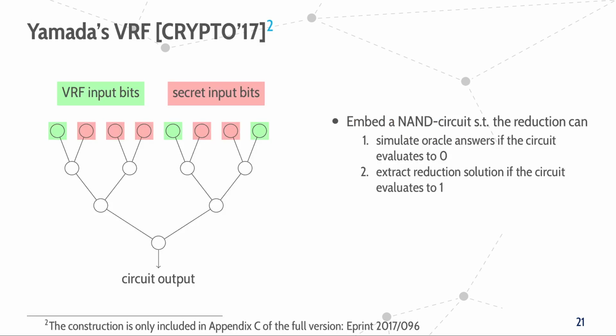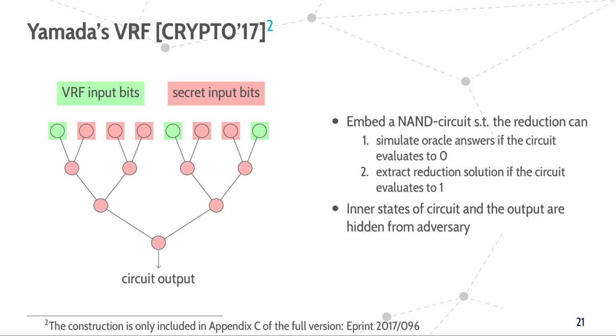More specifically, it allows us to embed an arbitrary NAND circuit in the VRF such that the reduction can simulate an evaluation of the VRF if and only if the circuit evaluates to 0, and that it can extract a solution to the underlying hardness assumption if and only if the circuit evaluates to 1 on the challenge input x star. This embedding hides some chosen input bits and also the internal state and the output bit of the circuit from the adversary. Thus, we can embed the evaluation of the VRF and the comparison of the guess by setting the VRF key and the guess as the secret input bits. Then the partitioning proof we discussed before works out without any flaws.